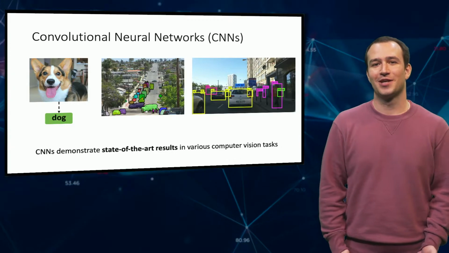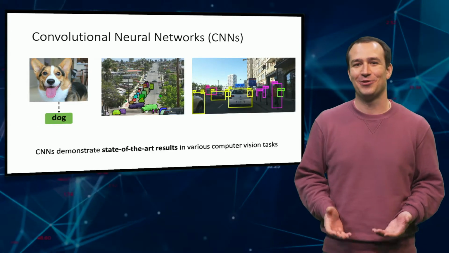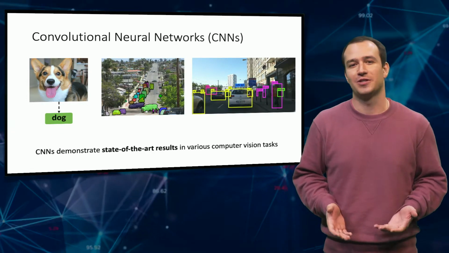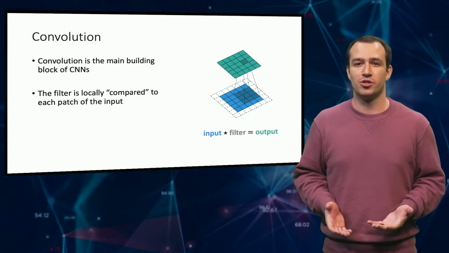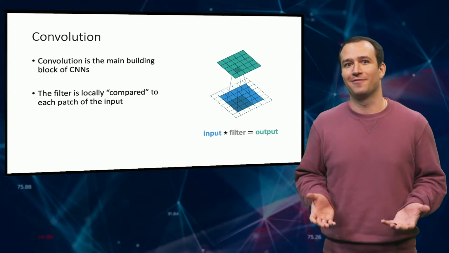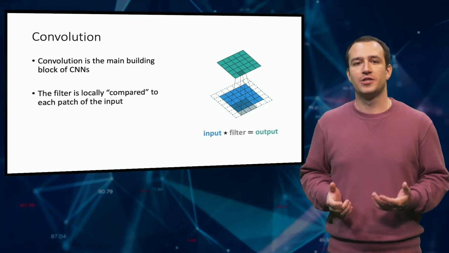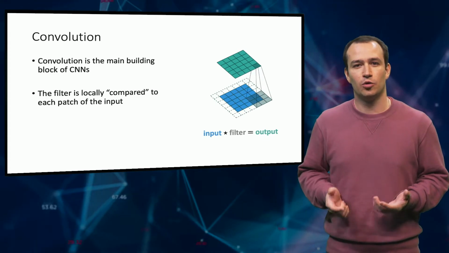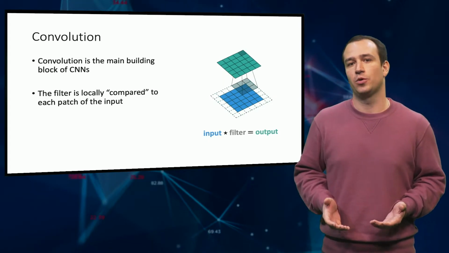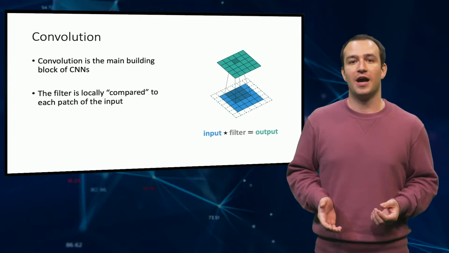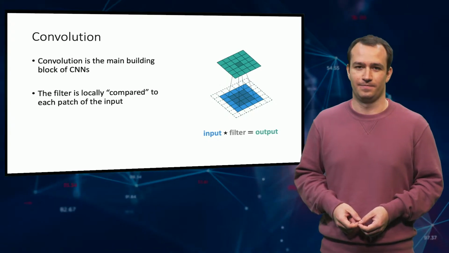Convolutional neural networks currently demonstrate state-of-the-art results in image classification, image segmentation, object detection, and many other computer vision tasks. Convolutional neural networks consist of convolutional layers, the core of which is convolution. The convolution of a two-dimensional image and a filter results in a two-dimensional output. To obtain this output, the filter is locally compared to each patch of the input image. The filters are variables that are adjusted during training to increase the performance of the model.